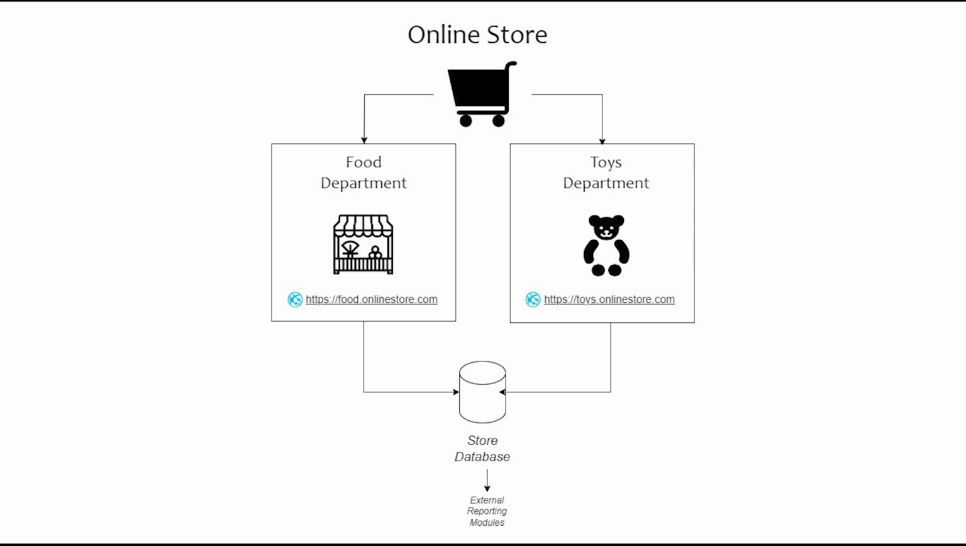Let's review an example. Suppose our big project goal is to build a multi-department e-commerce platform for selling consumer goods. The project team has formulated the following requirements for the platform. First, it should consist of two departments, food department and toys department. Second, both departments should have their own unique websites. And third, the reporting should be consolidated into a single database and have a single user interface.